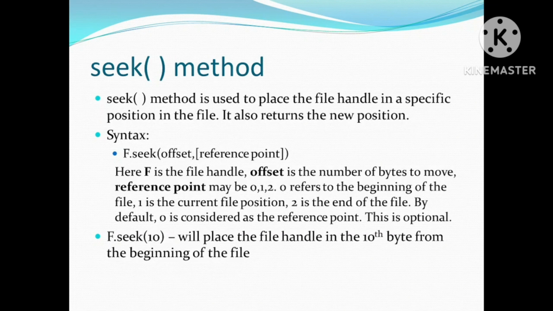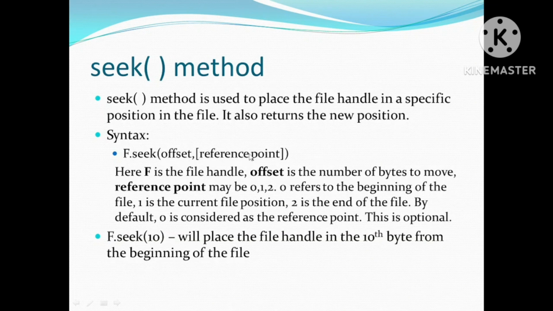The syntax of seek method is f.seek(offset, reference point). F is the file handle. Offset is the number of bytes that you have to move. Suppose your record is the 3rd record, the 10th record. You have to count the number of bytes and jump to that particular record to overwrite the content. So the offset is a compulsory value.